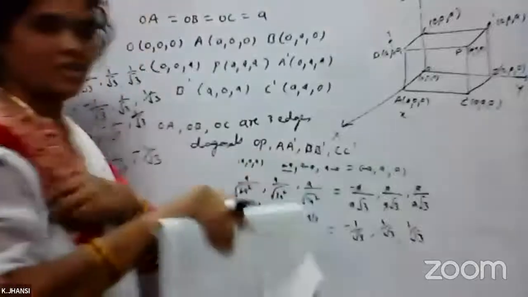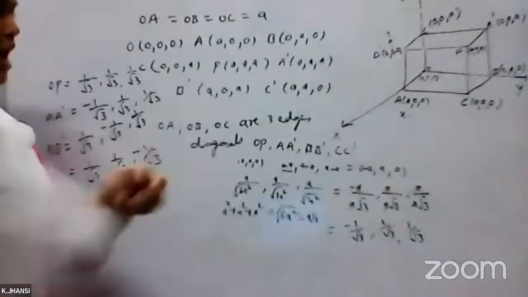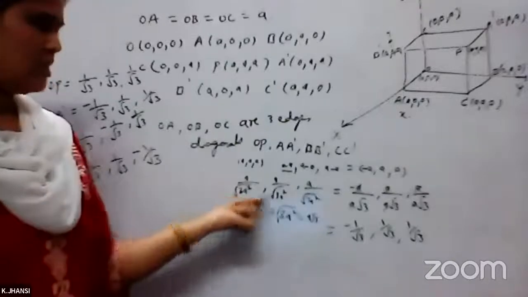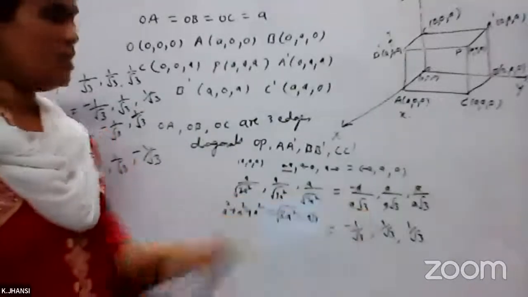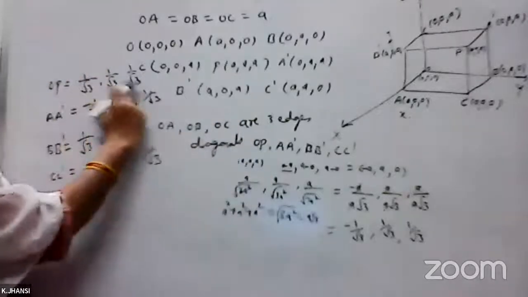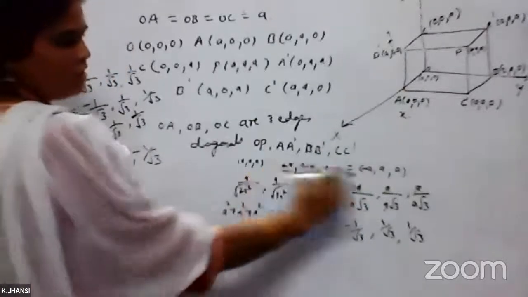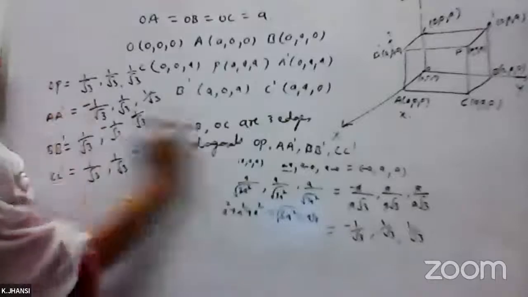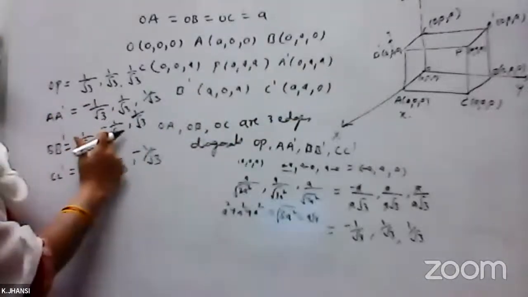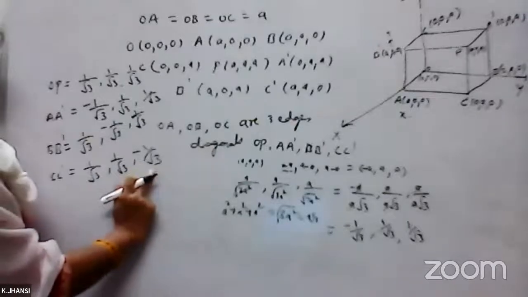So A minus 0 means A, and next A minus 0 is A. Under root, how are you getting 3A square? 3A square means A root of 3. So that's why you will get OP values as all positive. Next, A dash means you will get one negative one. 0 minus A you are getting, so it is negative. For next BB dash you will get the middle term as negative, and CC dash you will get the last term as negative.